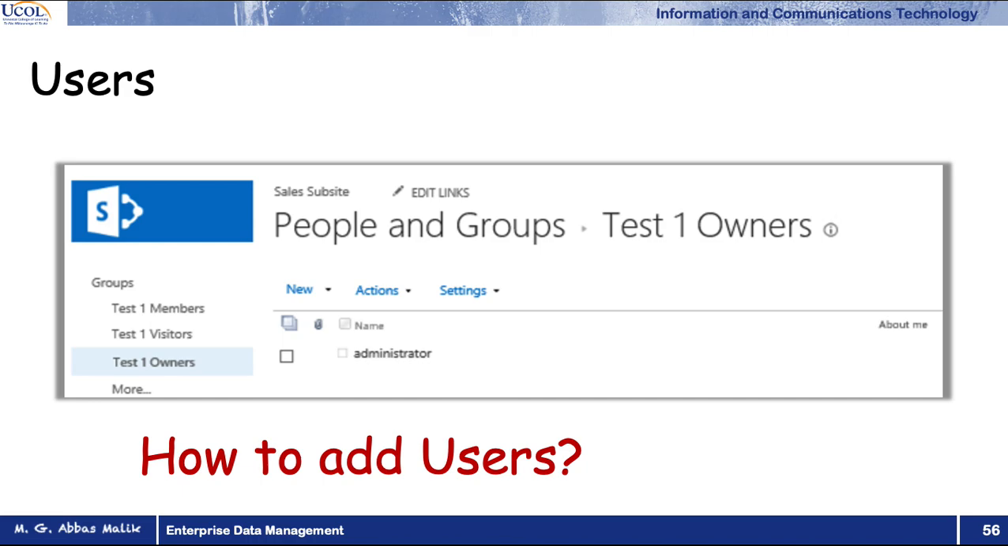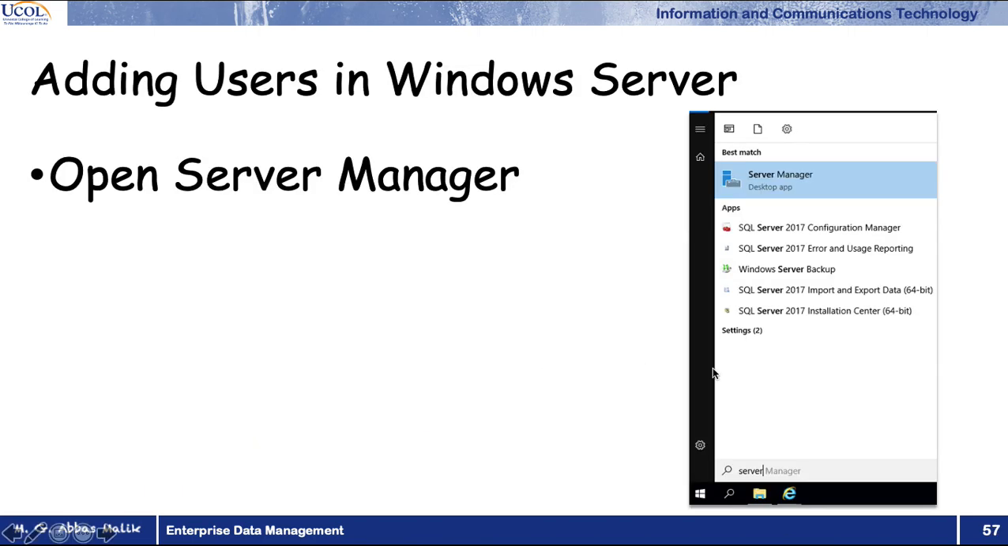So similarly, we can add users here as well, but for that particular purpose we need to get out of our SharePoint. We need to go into our Windows 2019 server, and then there we are going to add some users. How can we do that? First of all, you click on the start button, and then you type server. We need to open that particular server manager.